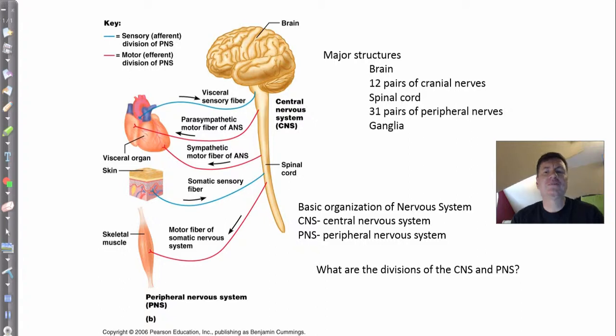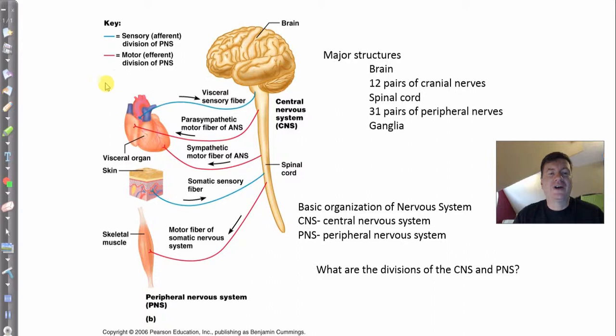There's also 31 pairs of peripheral nerves. These are nerves that come off the spinal cord, and we'll discuss those in more detail as well. And I threw ganglia on here because ganglia are collections of nerve cells that are found outside of the CNS, the central nervous system, and those will be clearer to you a little bit later, but I want to put them up here as belonging to the nervous system.